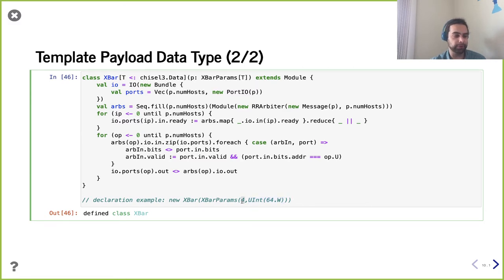So here we want a four-part crossbar that has a UN64W for its payload. And because there's four hosts, you can take the log two of that and determine you need 2 bits for your address fields. And it does all that for us automatically. That's pretty spiffy.